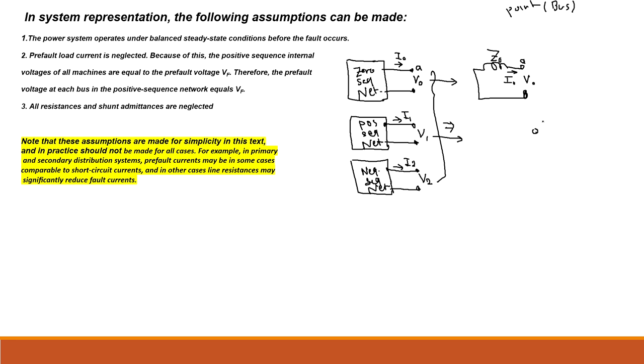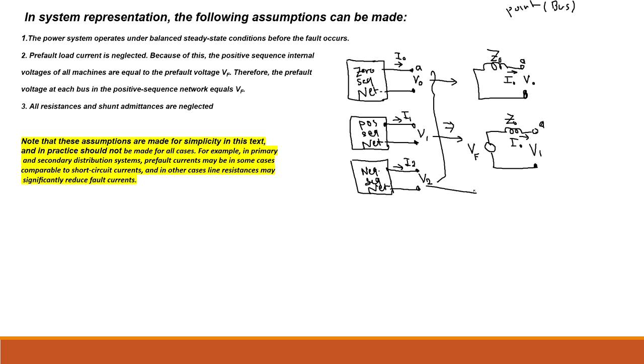Okay, and the same for the positive sequence network. This is the terminal, first terminal, phase A. This is the Thevenin equivalent impedance of the positive sequence network. And this is V Thevenin, which is equal, as we said, to the voltage at the point of fault. We said that if we neglect the load current, then the internal voltages of the machines are equal to the voltage of the point of fault. Okay, this is V1 and this is I1.